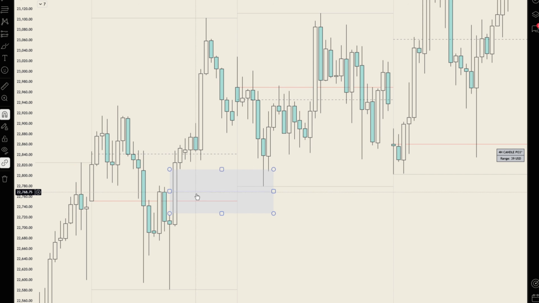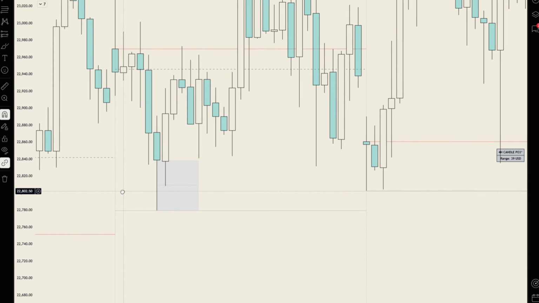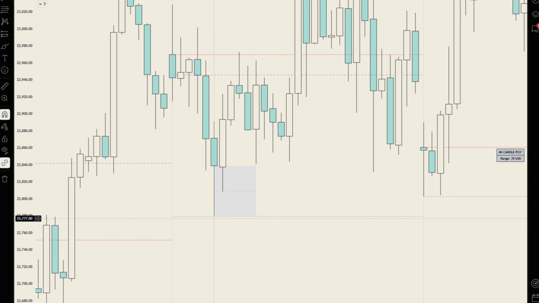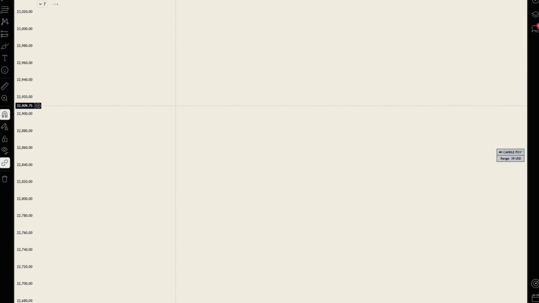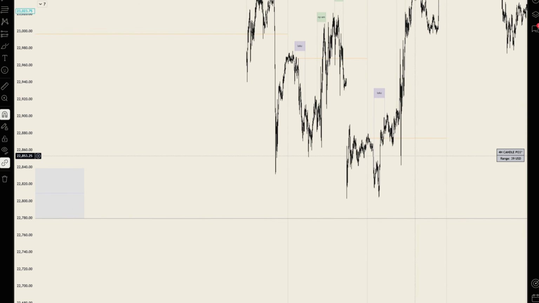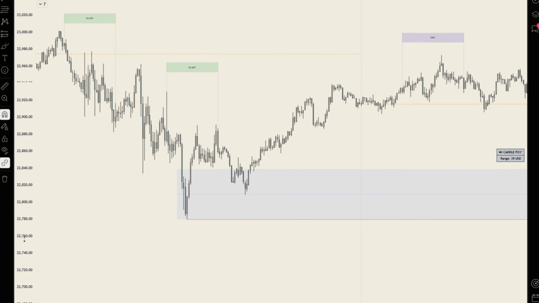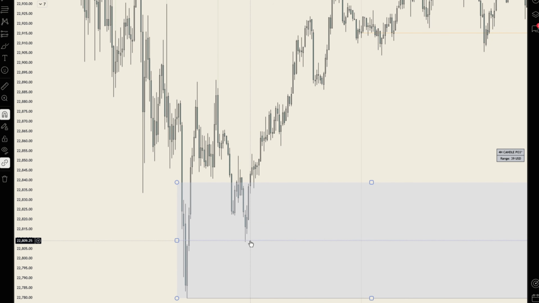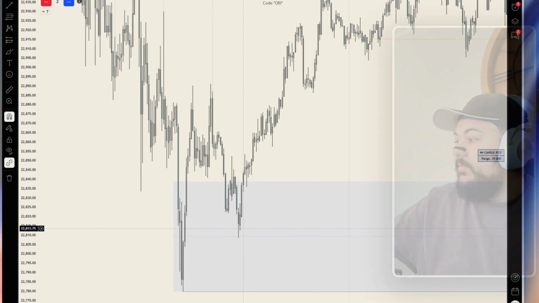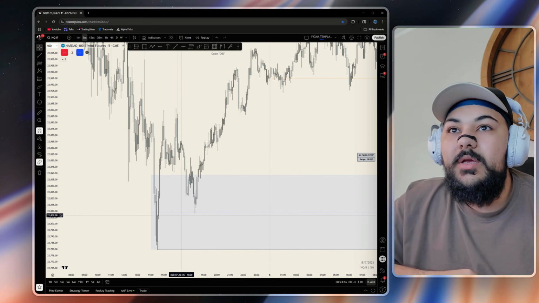And then what you want to do from there is take your rectangle tool and mark it out. Now what you're looking for is the CE of this rejection block. This is the wick. This is called the rejection block. And you're looking for the 50% to trade into. So if I go onto a lower time frame, you will see you would have been able to bottom tick with literally how many points is that? 2 ticks of drawdown, right? So that's the most important part when it comes to actually trading this.